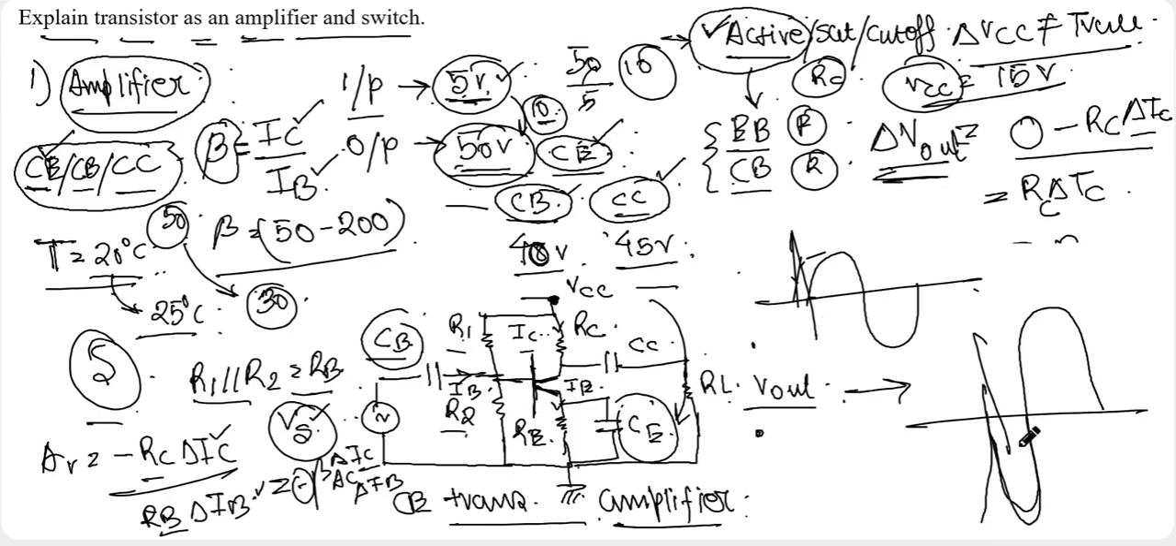So we can see the magnitude is amplified, but the signal is out of phase because the minus sign signifies that there is a 180-degree phase shift. Okay. So this is the working of a transistor as an amplifier. Next, we will discuss the working of a transistor as a switch.